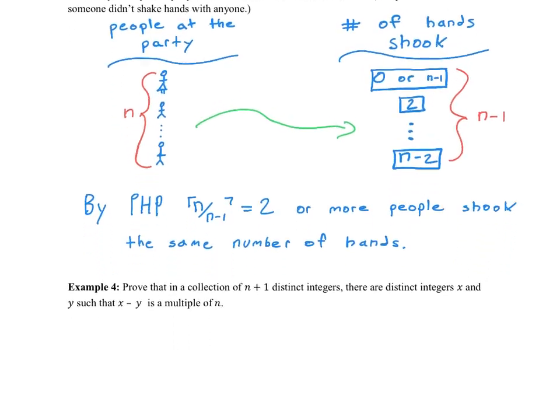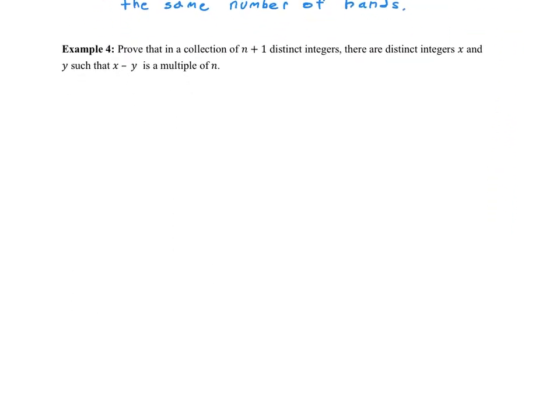All right, let's take a look at the next one. So in this example, we have a collection of n+1 distinct integers, a bunch of different integers. And we're supposed to show that integers x and y can be combined so that their difference is a multiple of n. We're supposed to show that that scenario exists. So let's try to think about, if it says multiple of n in the question, what might we be able to use as a good tool to deal with that? I'll let you think about that for a moment.